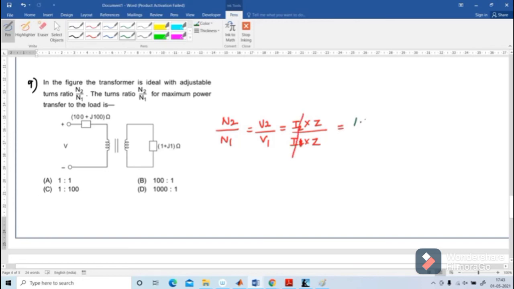Ideal transformer, there is no loss. V2 equal to 1 plus J1. What is V1? V1 is 100 plus J100. So 1 plus J1 divided by 100 into 1 plus J1. Both 1 plus J1 get cancelled. 1 divided by 100. N2 by N1 is 1 is to 100. Option C is the correct answer.